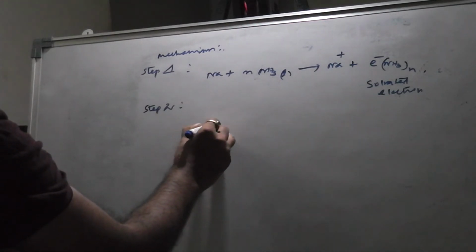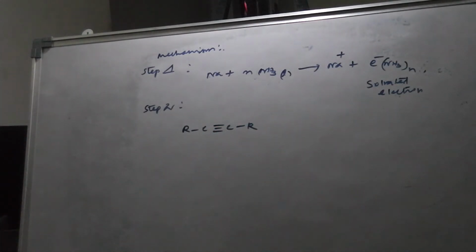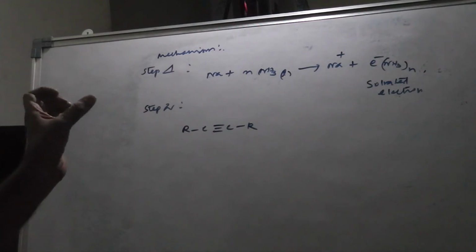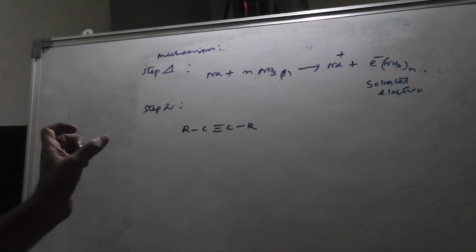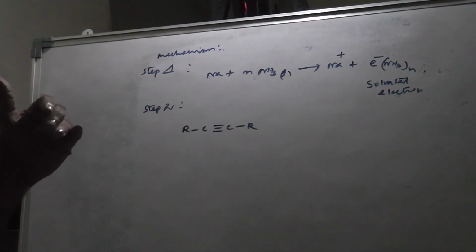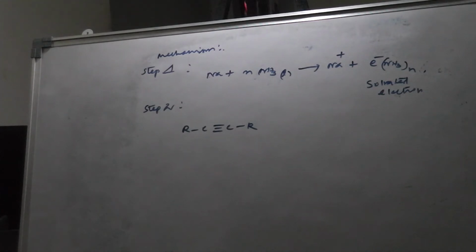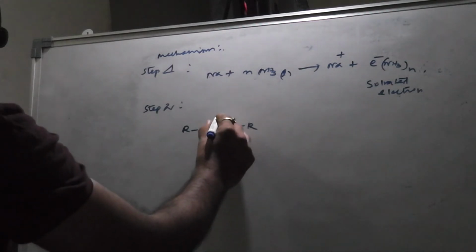How that mechanism works, let us look at R bond C triple bond C bond R. It involves a radical anion as well as a vinyl radical. That vinyl radical will be cis as well as trans, and the trans, because of its less repulsive nature, forms the predominant product, that is the trans-alkene. Let us look at the mechanism one by one.